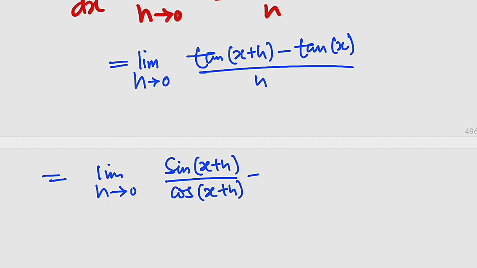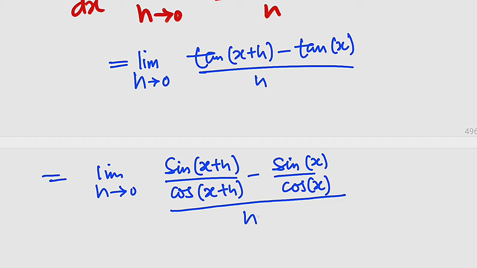The minus tangent of x is the same thing as sine of x divided by cosine of x, right? Don't forget to divide by h. Now I would like to simplify these fractions.